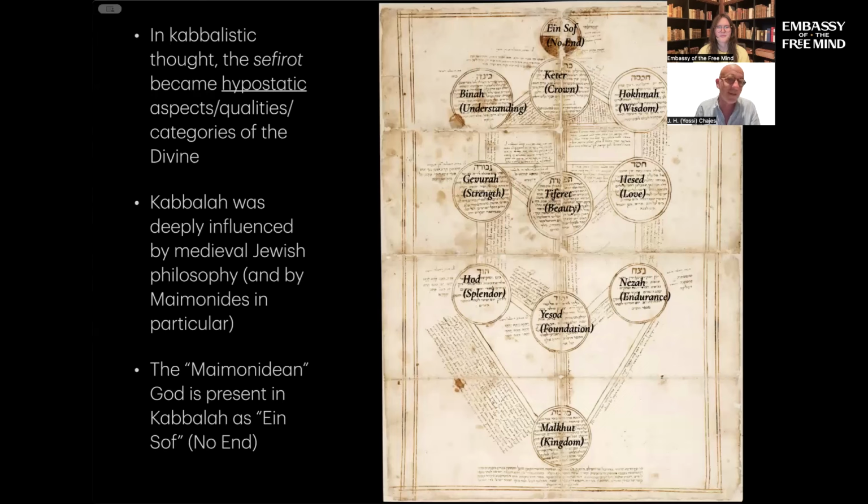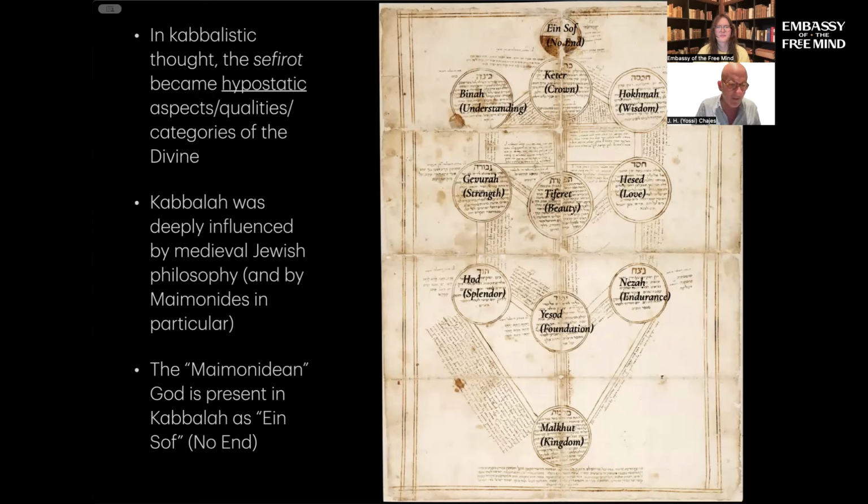So as I wrote, in Kabbalistic thought, Sfirot become hypostatic aspects or qualities or categories of the divine. I borrow the term hypostatic primarily from Christian theology for this purpose, although it has more ancient roots. But it's basically a term that was used by Christian theologians to deal with the problem of the Trinity, how three can be one in the Godhead.